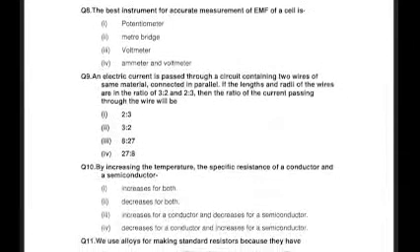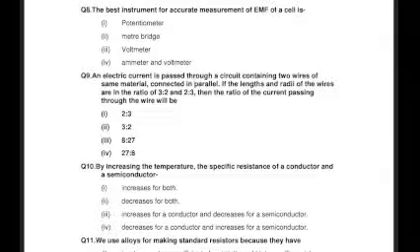Question number 9. An electric current is passed through a circuit containing two wires of the same material connected in parallel. If the lengths and radii of the wires are in the ratio of 3:2 and 2:3, then the ratio of the current passing through the wires will be 1. 2:3, 2. 3:2, 3. 8:27, 4. 27:8. Correct. The answer is 8:27.